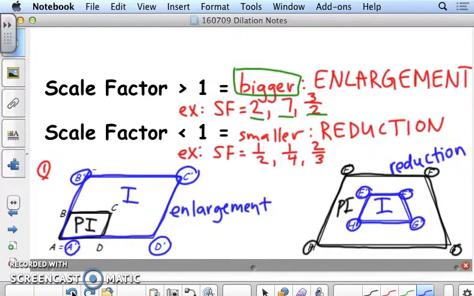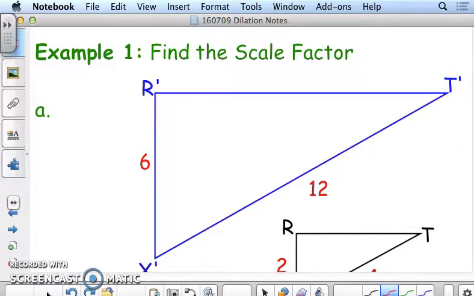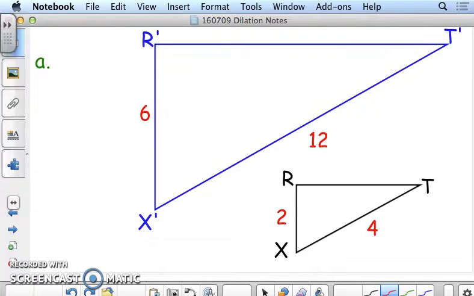So this is what I'm looking at. I'm looking at either 1, an enlargement, or 2, a reduction. And I will always have one of these two things. So let's look at our first example. I'm looking to find the scale factor. So I'm going to look at this figure to begin with and think, what do I recognize? Which one's my image? Which one is my pre-image?